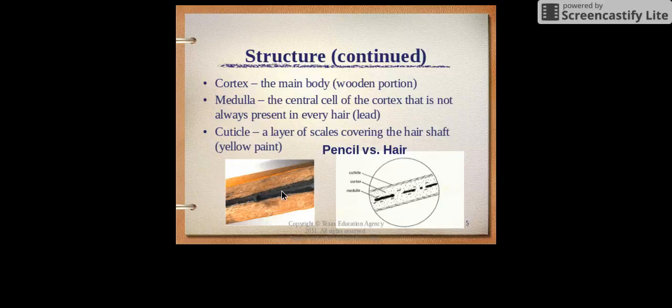And of course, this on the left is an example of a pencil. But oddly enough, there are continuous medulla within the hair shaft that resemble that.